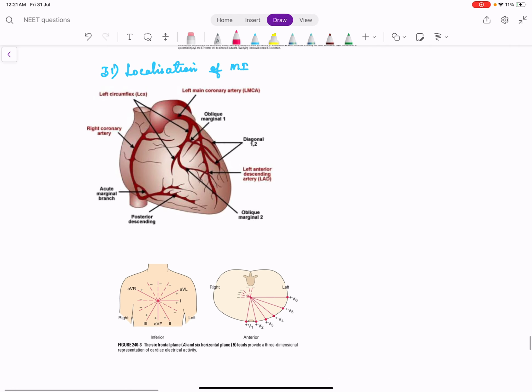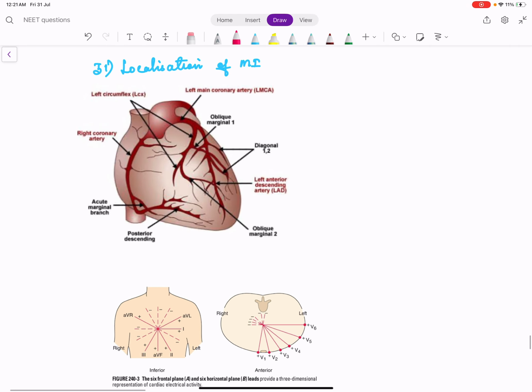So suppose scenarios may be given where we have to diagnose which vessel is involved, which wall is involved. So again, basic anatomy. From the aorta, we have the right coronary artery. We have the left main coronary artery, which divides into left anterior descending artery and left circumflex artery. What determines dominance? The posterior descending artery. If PDA comes from right coronary artery, it is right dominant. If PDA comes from left circumflex artery, it is left dominant. If PDA arises from both, it is called codominant.